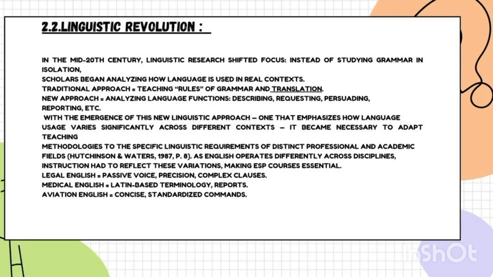Let's move to the second reason, which is the linguistic revolution. In the mid 20th century, linguistic research shifted focus. They realized that grammar alone was no longer enough, and scholars also started analyzing how language is used in real contexts, such as describing, requesting, persuading, and reporting. It became necessary to adapt teaching methods to the specific needs of different professionals and academic fields.